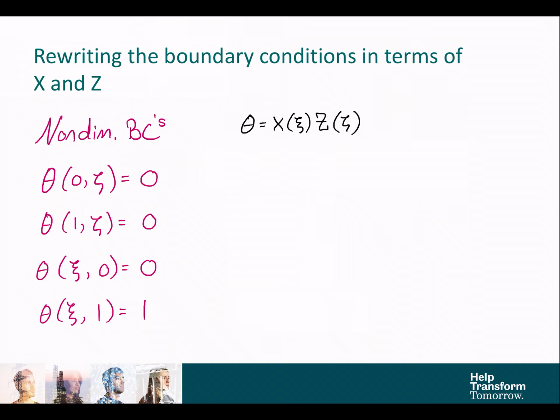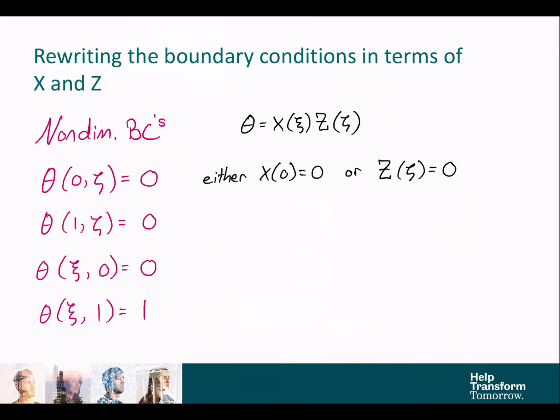I've copied here our non-dimensional boundary conditions and our expression for theta as a function of X and Z. To rewrite our non-dimensional boundary conditions, we'll plug in theta equals 0 to the first one for xi equals 0 and zeta equals zeta. And what we see is that because theta equals 0, either X of 0 can equal 0 or Z of zeta can equal 0. I suppose you could have the case where both are equal to 0, but only one of them has to be 0 to set theta equal to 0.